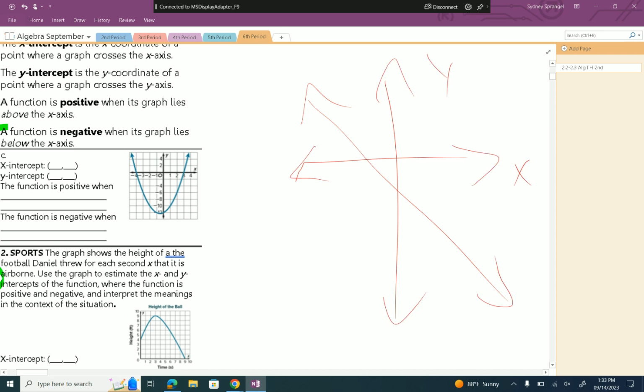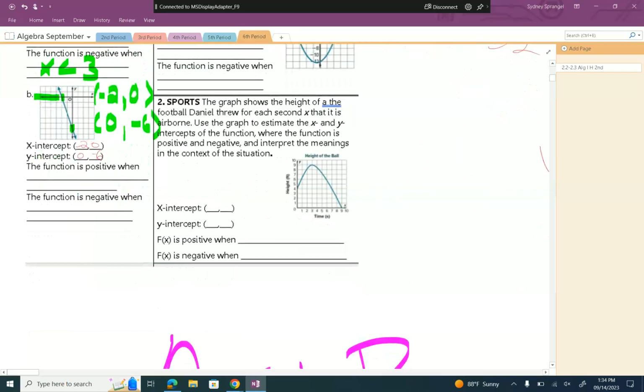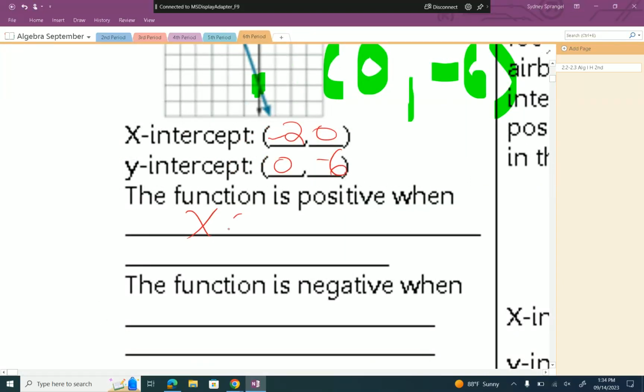And I'm bigger on that side of it. This is where I'm positive. So this is my point -2. And if I'm going left, are these points smaller or bigger than -2? Smaller. So when I go smaller than -2, that's when I'm in this region. That's when I'm above the x-axis. So when x is smaller than -2. Everyone good with that?